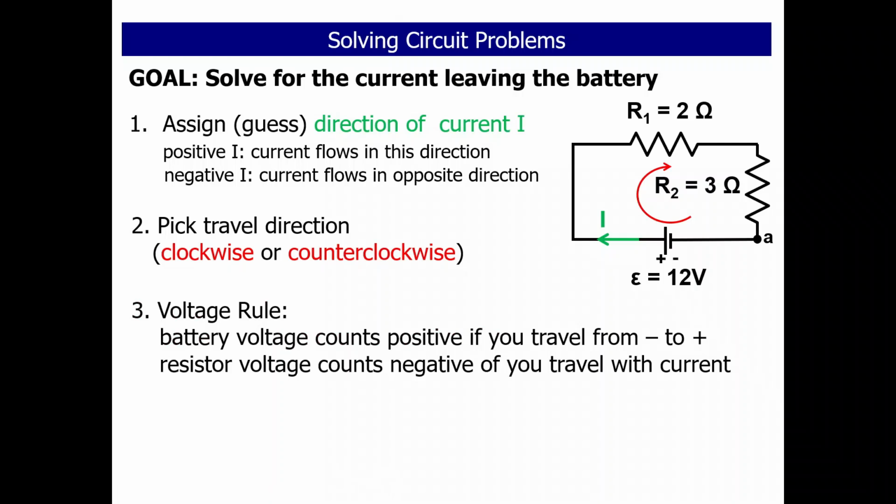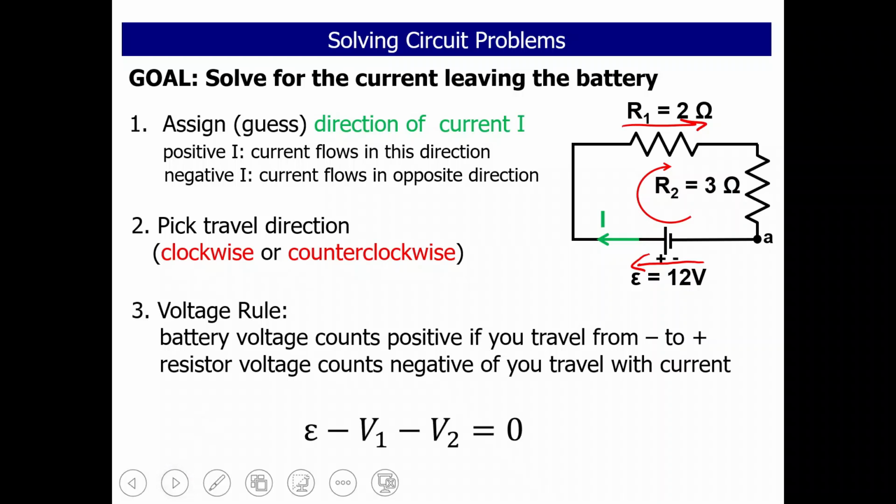So then we want to apply the voltage rule. When we apply our voltage rule, the battery voltage is going to be positive if you travel from the negative side to the positive side. And then our resistor voltage is negative if you travel with the current. So when we go across the resistor, the current and the loop direction are in the same direction, so that is going to be a negative voltage. If we apply that rule, we get E minus V1 minus V2 equals 0, because you just keep on going around that loop.